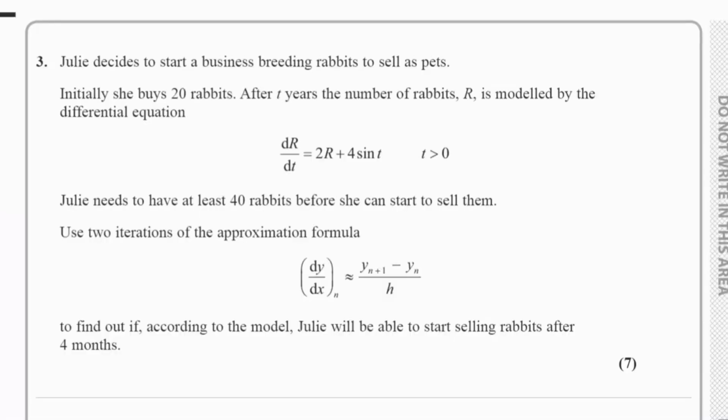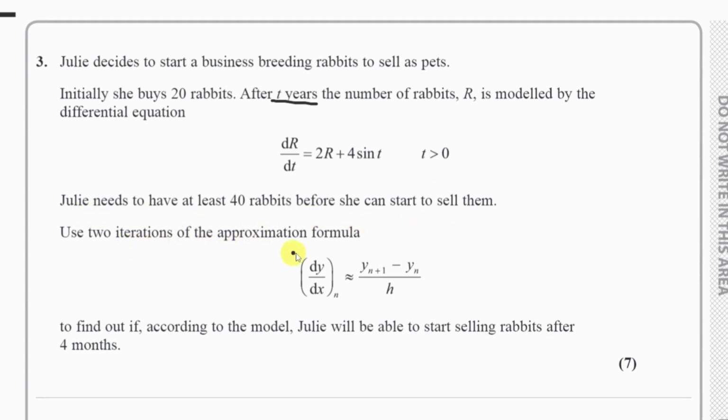Julie decides to start a business breeding rabbits to sell as pets. Initially, she buys 20 rabbits. After T years, that's going to be important to consider, the years, the number of rabbits R is modelled by the differential equation dR/dt = 2R + 4 sin t, t > 0. Julie needs to have at least 40 rabbits before she can start to sell them.